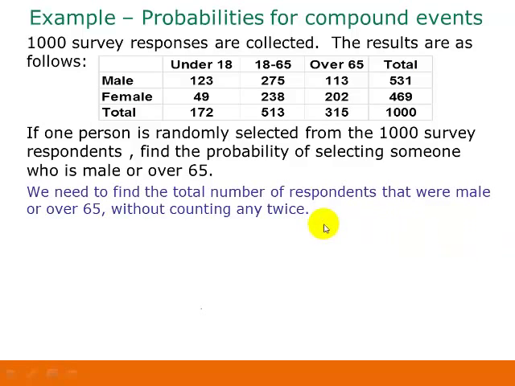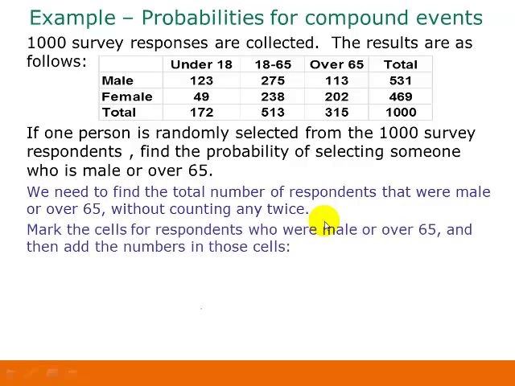To do this, we need to find the total number of respondents that were male or over 65 without counting any of them twice. One way we can do this is to mark the cells for respondents who were male or over 65 and then just add the numbers in those cells.